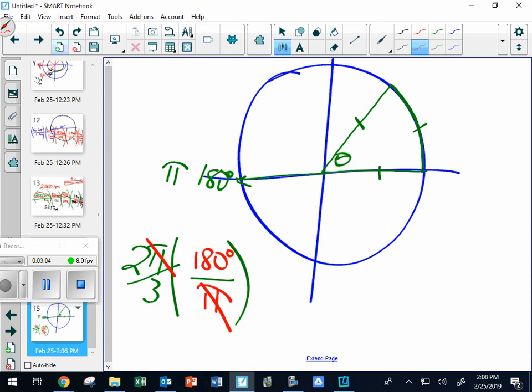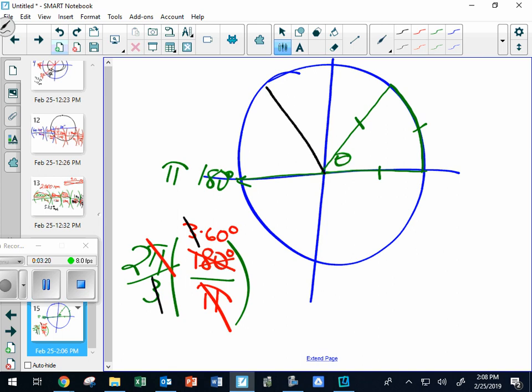I personally like to make this, if you can factor it, you should. 3 times 60 is 180, right? And then why'd I do that? So that the 3 can cancel the other 3. 2 times 60 makes 120. Raise your hand if you had 120. Awesome. So that's where 2 pi over 3 is.